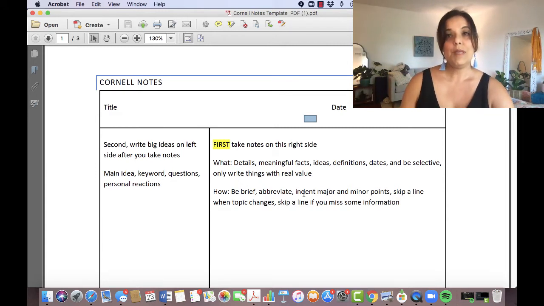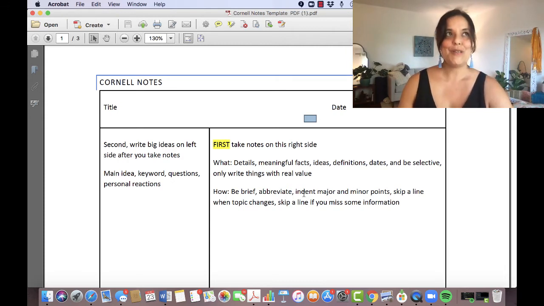You can also be brief by avoiding the use of small words like articles: the, a, and an. You can also avoid using prepositions if they're not necessary for your own comprehension. So you can avoid using words like in, with, on, if you don't need them to understand. In this way, you can be brief and you could focus on the content that you're listening to.